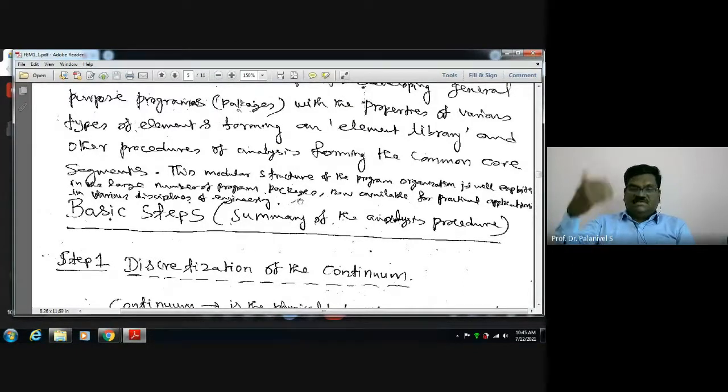Because formulation of element properties, derivation of shape functions, derivation of the element stiffness matrix and all, we do. They are common. I hope you have understood what I have discussed so far. It is beautifully written in the Abel and Desai book. Whatever I have discussed, two paragraphs are from Abel and Desai.